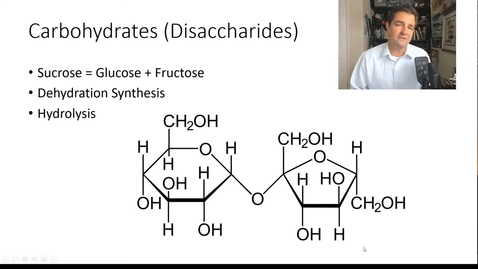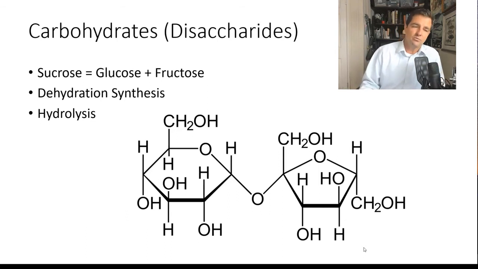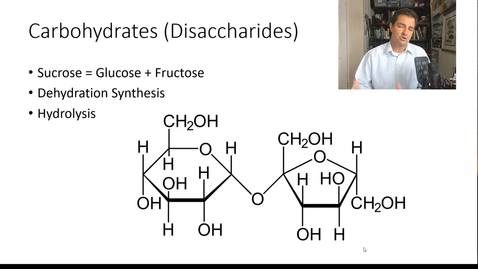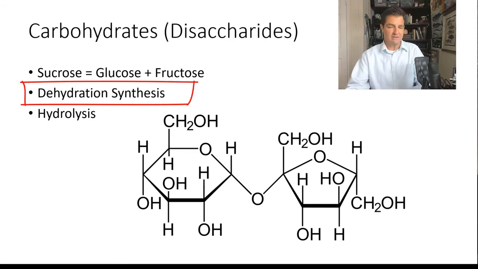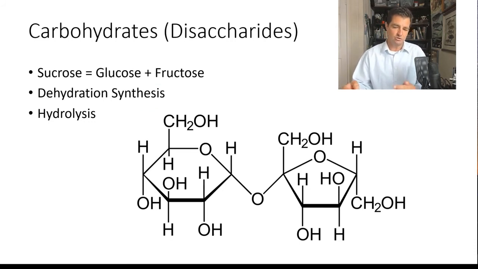Next in the carbohydrates, we have disaccharides, and disaccharides occur when we take two monosaccharides, such as glucose and fructose, and we hook them together. And we'll see this reaction a lot where you hook two molecules together. One of the ways we can do this, it's called dehydration synthesis, where we have an enzyme that basically removes the water between two molecules and then ends up hooking them together.